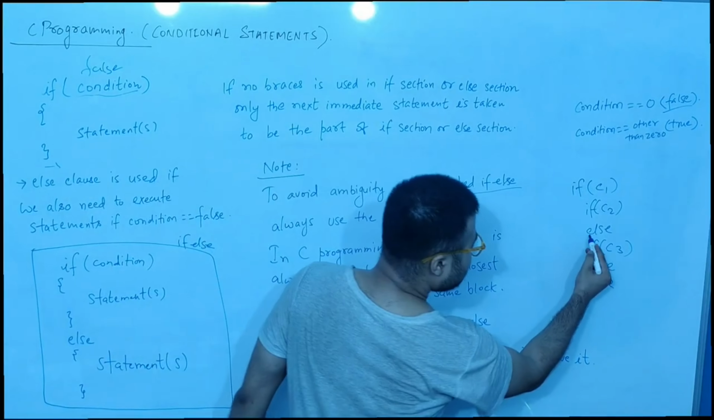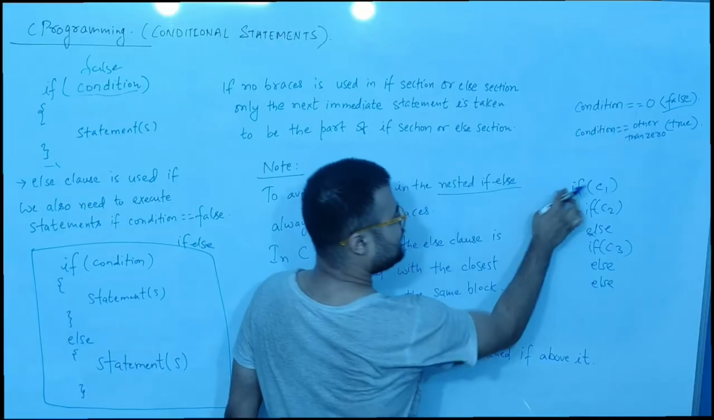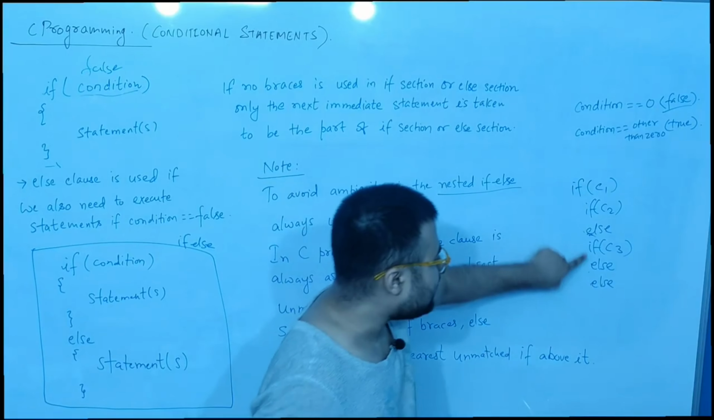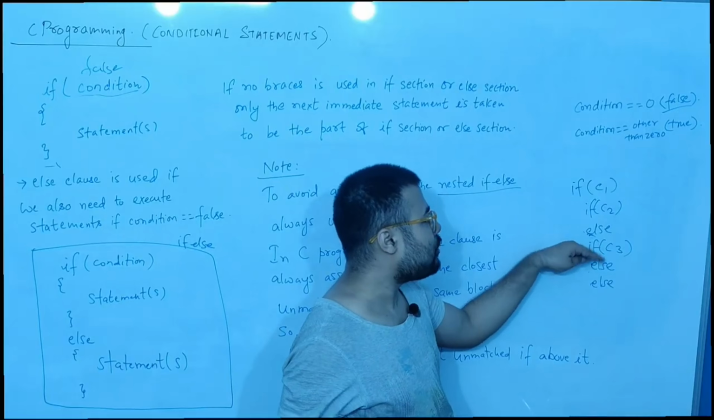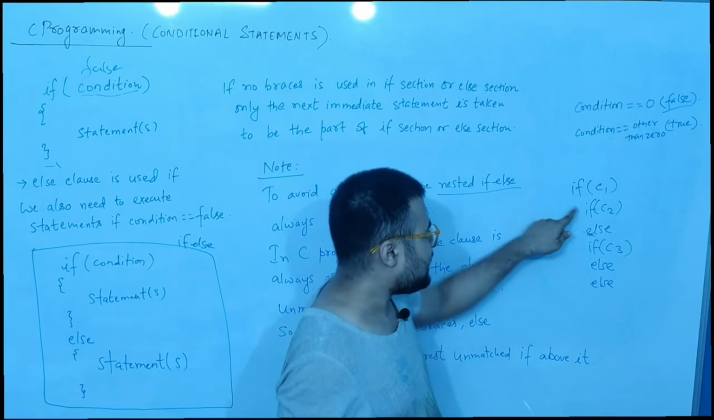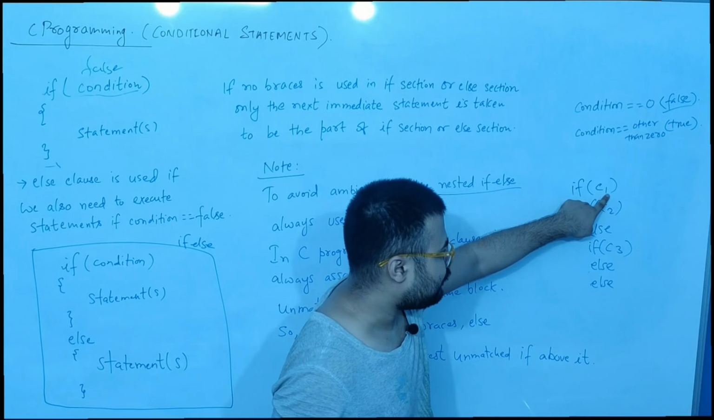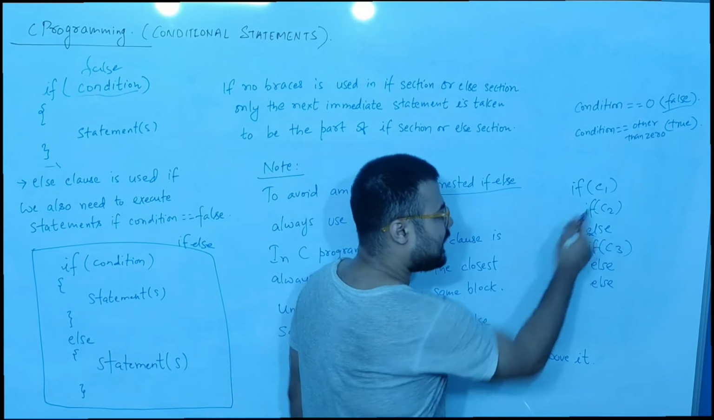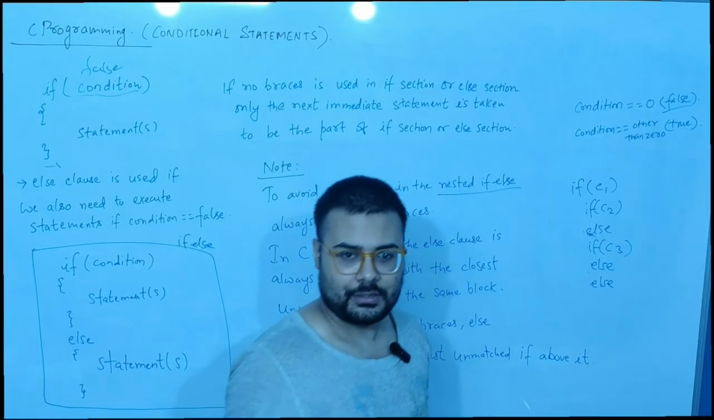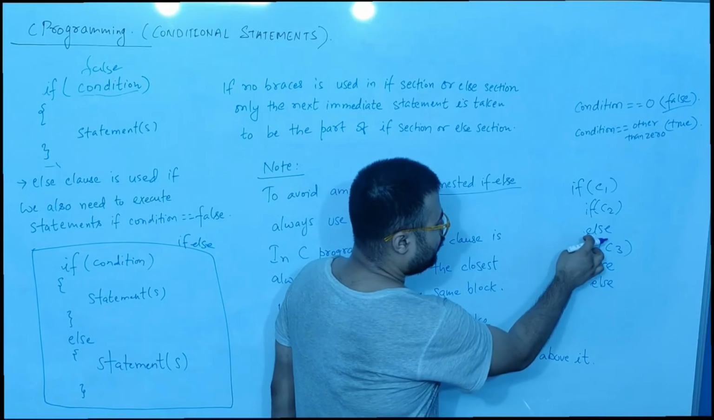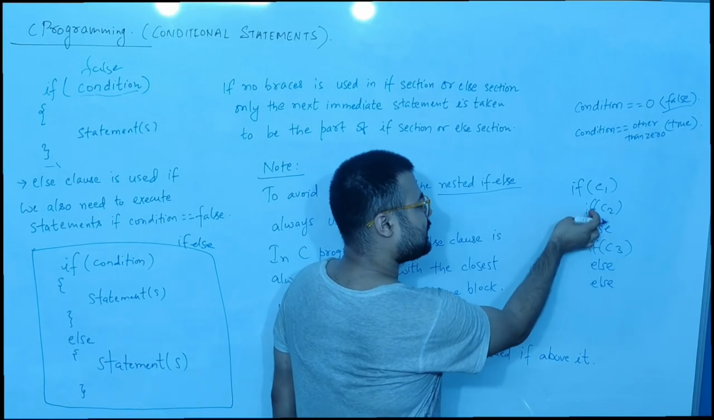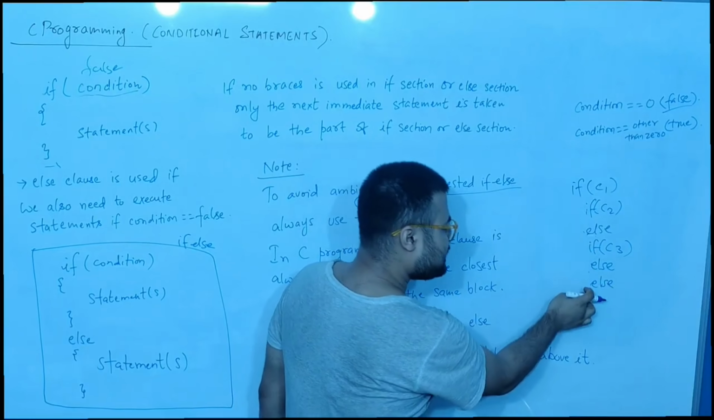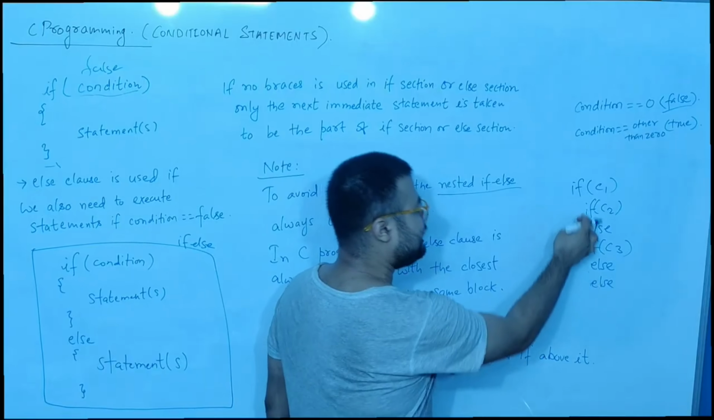So which else belongs to this if? If you can see, you have three else here. Then which else belongs to which if? If I ask you, if C1, this is one of your ifs, you have three else. It means each else has to belong to one if. So does this else belong to this if or this if or this if?